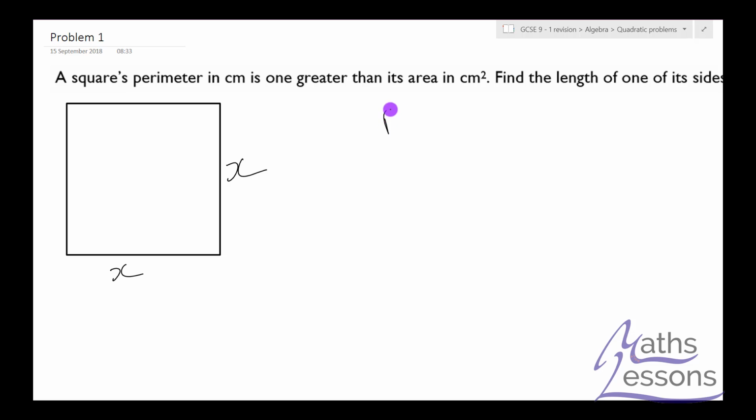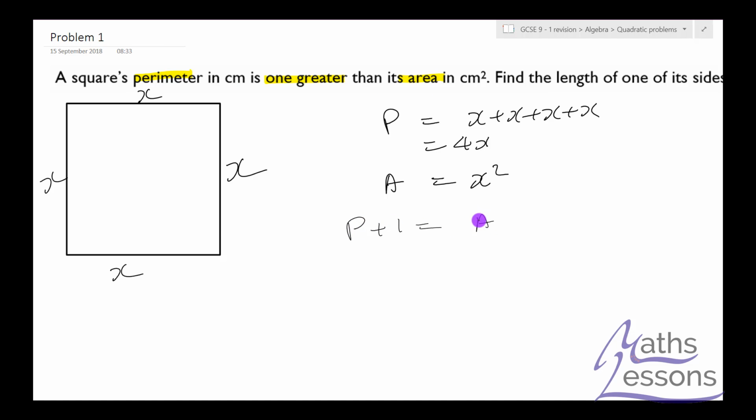We know the perimeter, I'm going to call it P, is going to be equal to x plus x plus x plus x. So that's 4x, because going all the way around the outside, we have x's everywhere. And we know the area is going to be x times x, which gives us x squared. Now, as the question said, the perimeter is one centimetre greater than its area. So therefore P plus 1 will equal A.